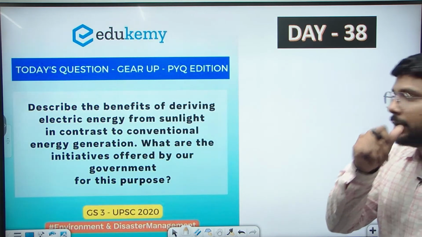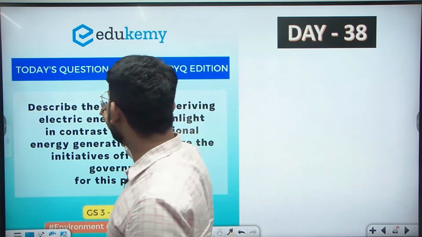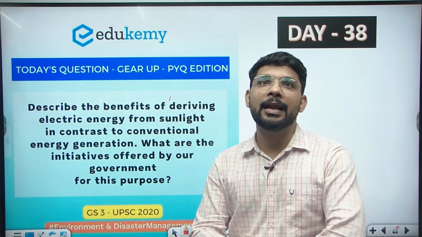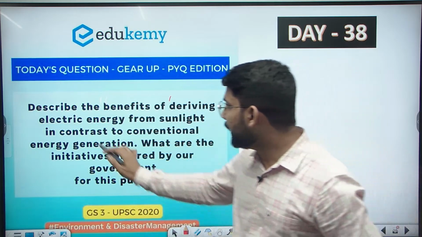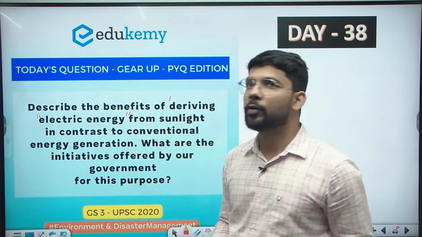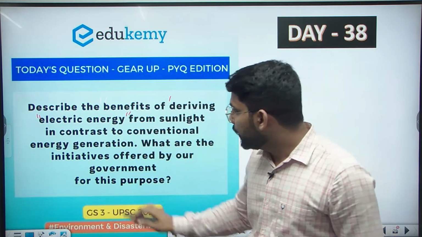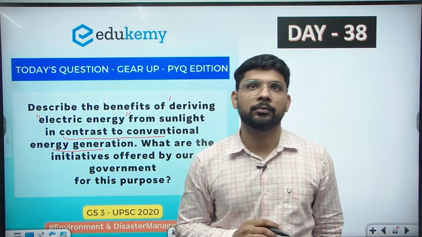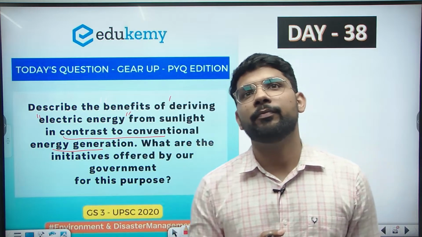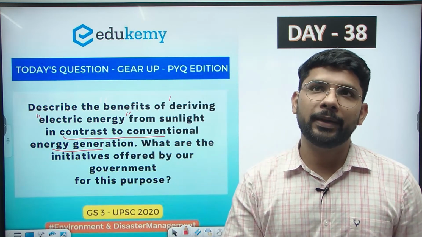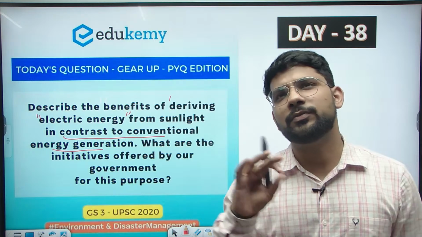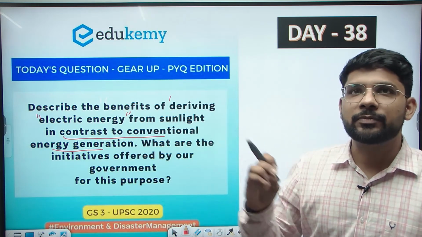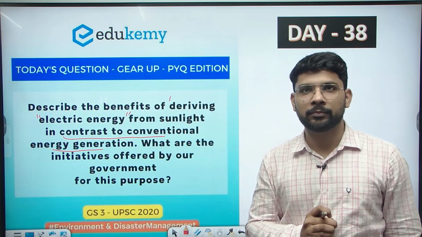Today's question is: describe the benefits of deriving electric energy from sunlight in contrast to conventional energy generation. What are the initiatives offered by our government for this purpose? So this is a very simple, straightforward question that was asked by UPSC in 2021.